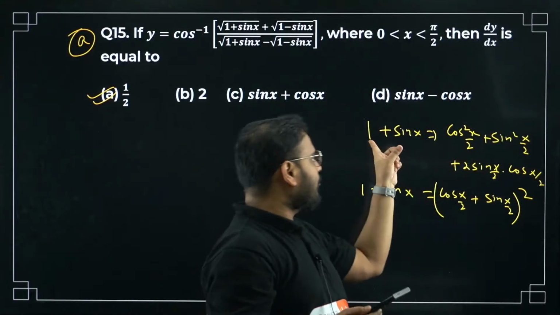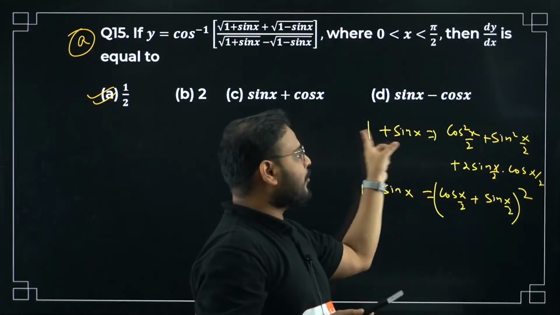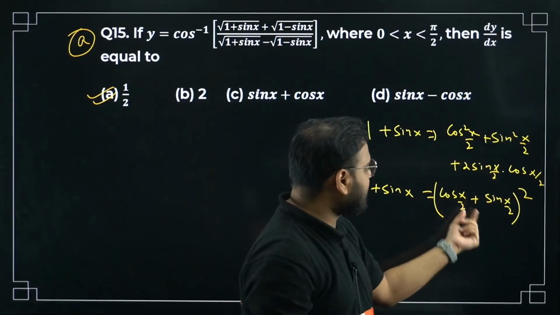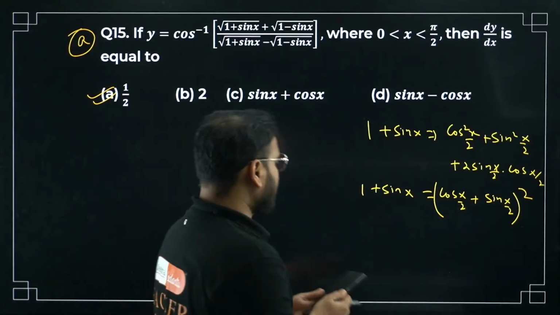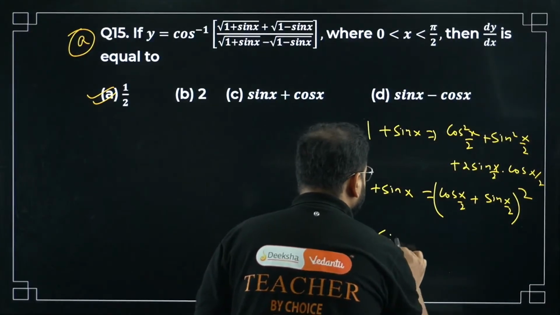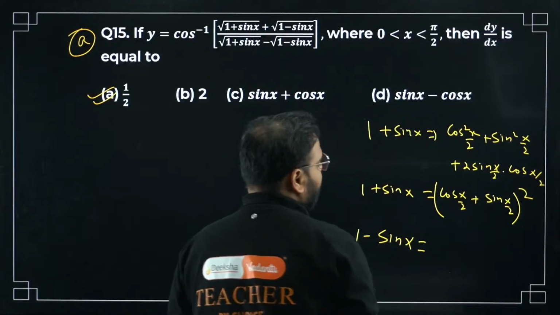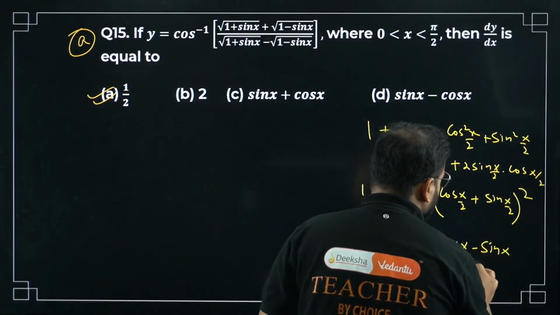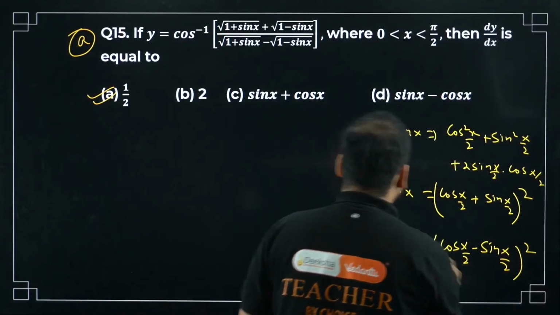How this, sir? 1 is there. Cos square plus sin square is 1. This, sir, is sin 2 theta, the half angle formula. Okay, so cos x by 2 plus sin x by 2 the whole square. Same if I'm doing for this part, 1 minus sin x will become, with just the negative sign, cos x by 2 minus sin x by 2 the whole square.